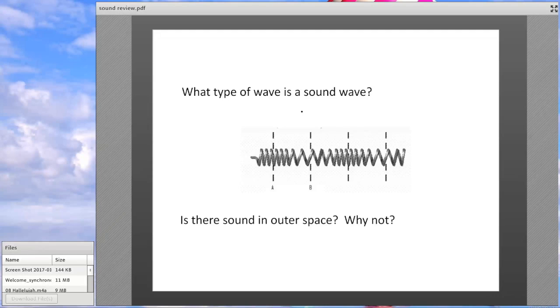You'll have my little hints. So let's talk about this review. A sound wave is a longitudinal wave. I believe there's a question on the test.